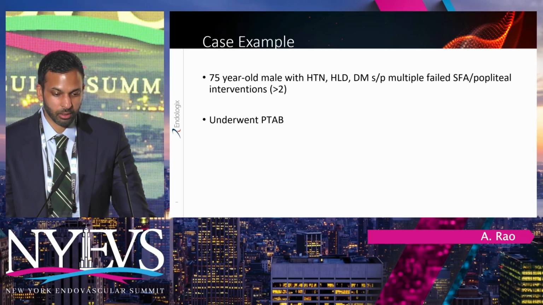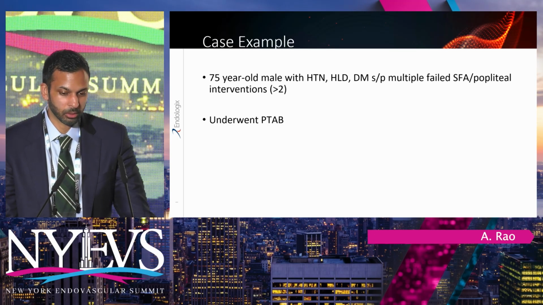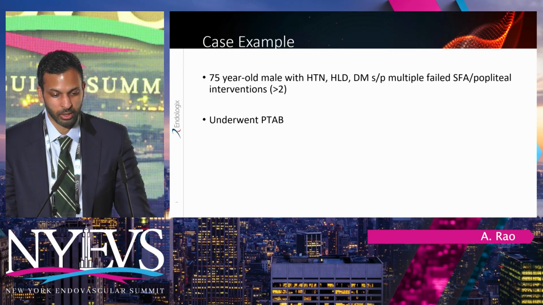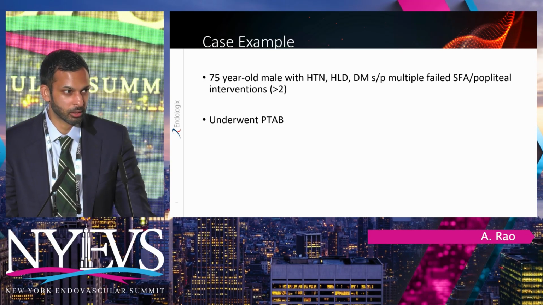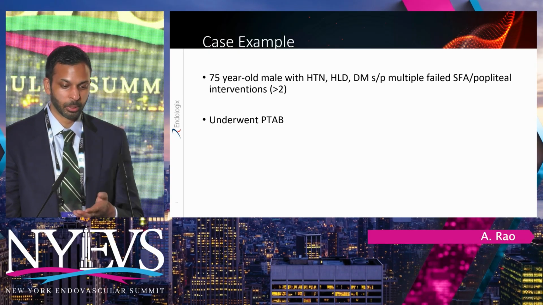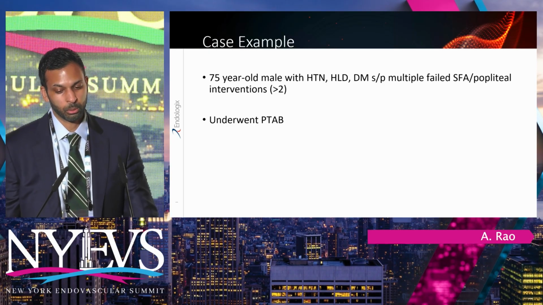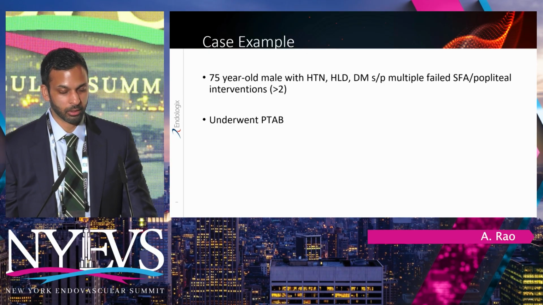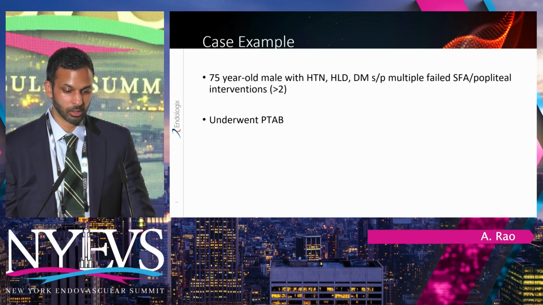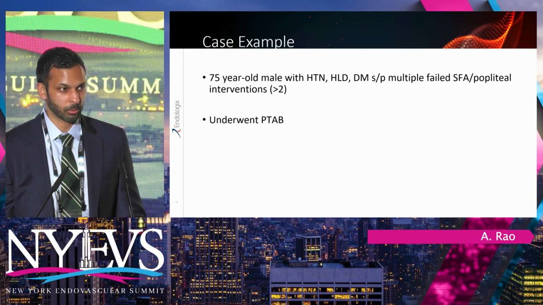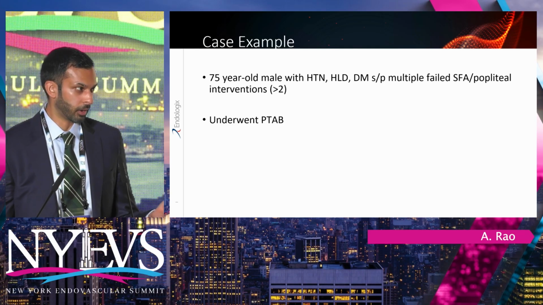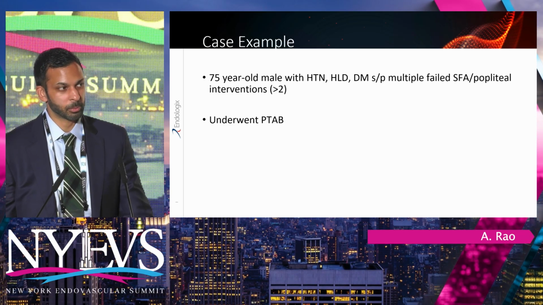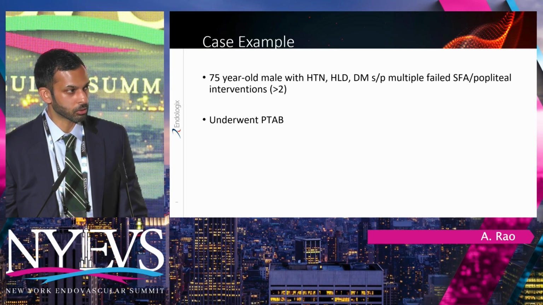I think in terms of that question, Viabahn versus PTAB, it's a good question. The caveat with the Viabahn is you're putting it into the native vessels. In this patient, the reason I didn't do it was they've had multiple interventions, they have calcified disease, and they had prior stents. So I'm putting basically a second stent in a diseased vessel, which may not fully expand.